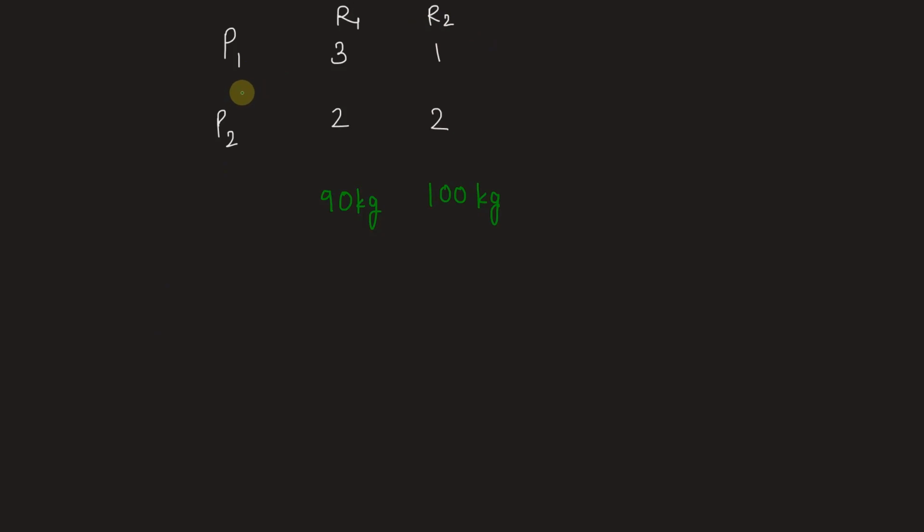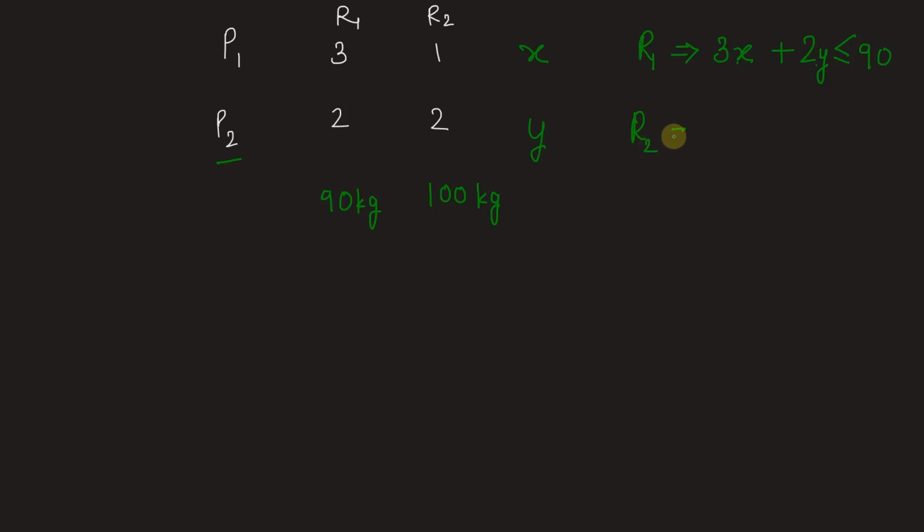So if we are to produce X units of P1 and Y units of P2, the constraint on R1 is, 3 times X is the total resource required for production of P1, while 2 times Y is the total R1 requirement for production of P2. So 3x plus 2y gives us the total requirement of resource R1. It should be less than or equal to 90 kg. This is the constraint on R1 because 90 kg is the maximum availability.